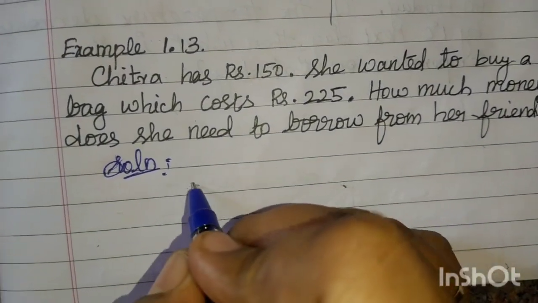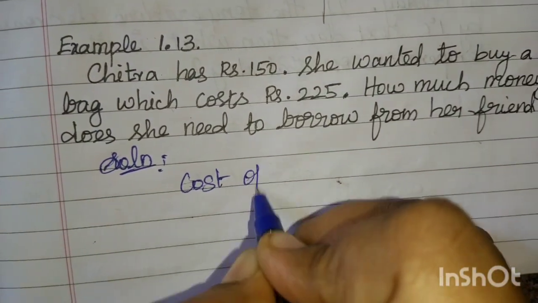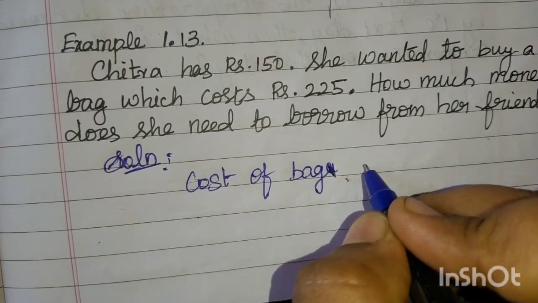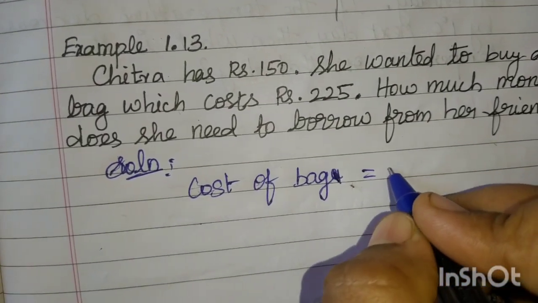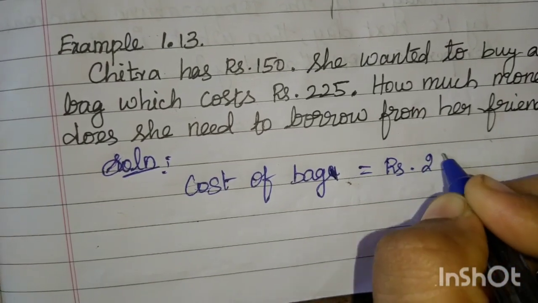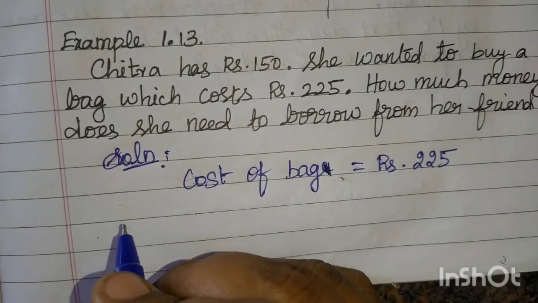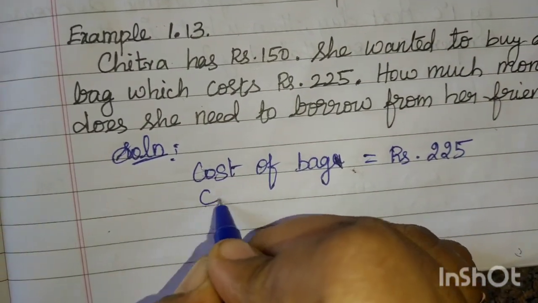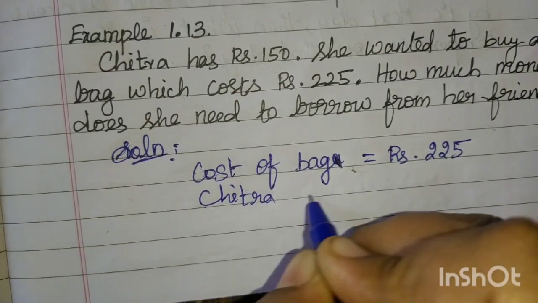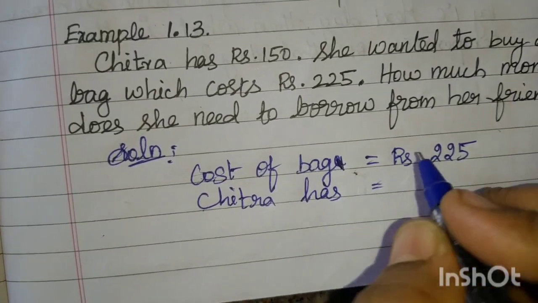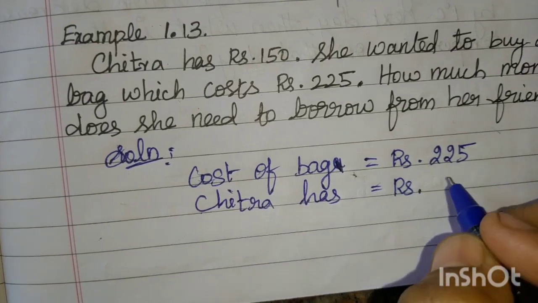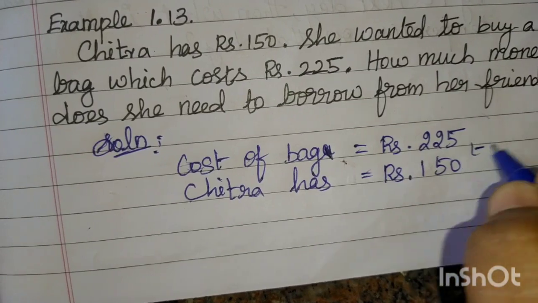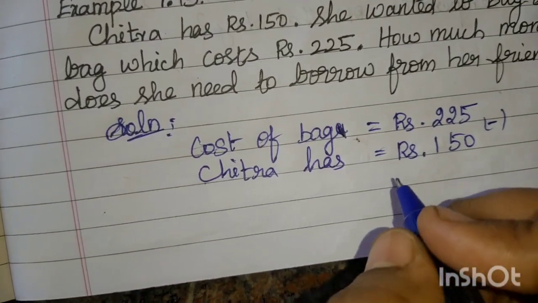Okay, cost of bag equal to rupees 225. Here Chitra has, how many rupees does she have? Rupees 150. So you just do the subtraction, and you will get the answer: how much money she needs in excess.